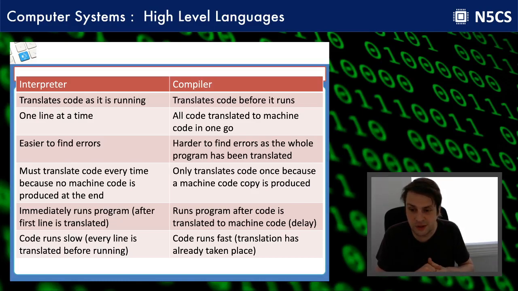But the interpreter must be there the whole time. It must be running alongside your code, which means that the whole thing runs slower because each line has been translated as it happens, so the whole thing is much slower.